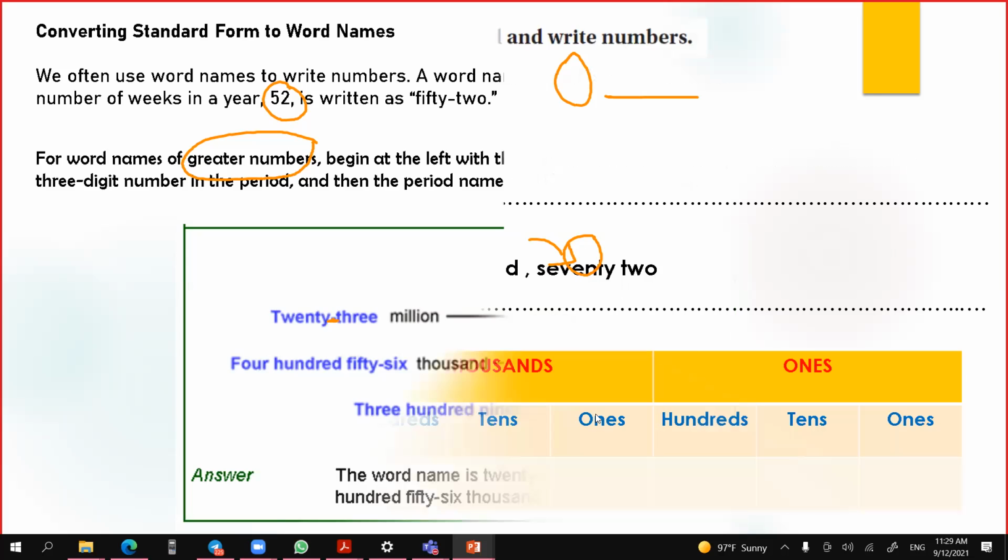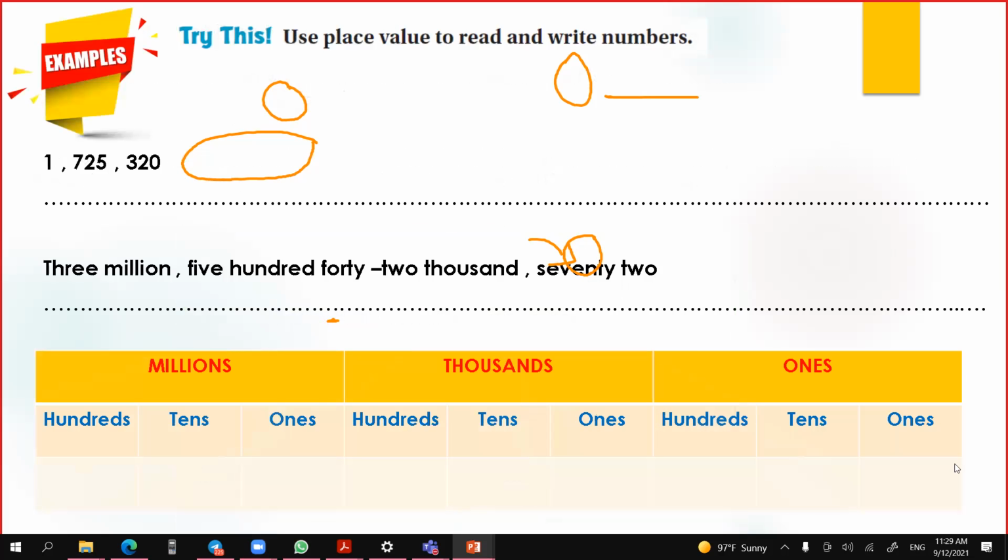Let's see here. This is an example now. Use a place value to read and write numbers. Here we have the place value chart. We have this number, 1,725,320. This number now, in which form? Is it in the standard form or in the word form?